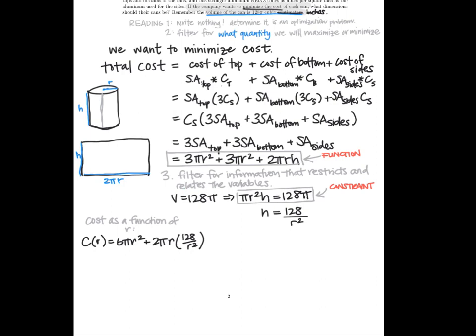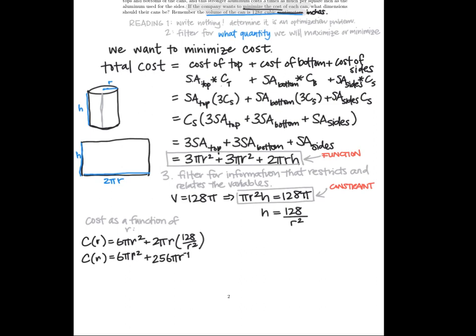I took 3 pi r squared plus 3 pi r squared, and I restated that as 6 pi r squared. I have 2 pi r times 128 over r squared. This can definitely involve some algebraic simplification, and so I'm going to rewrite it, and I'm also going to rewrite it using negative exponents instead of expressing things as fractions.